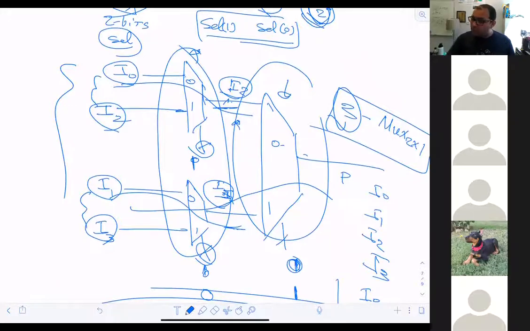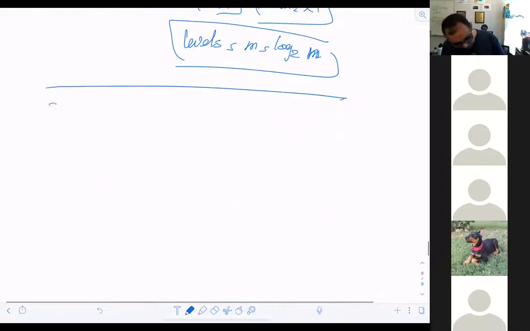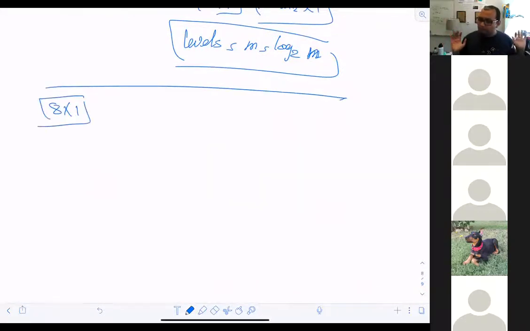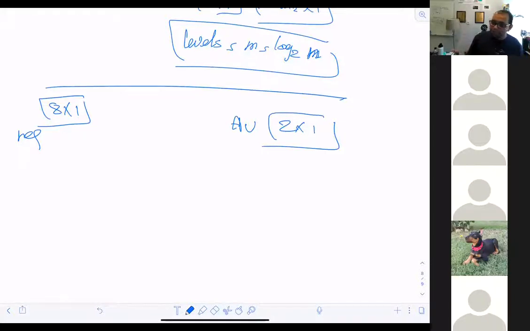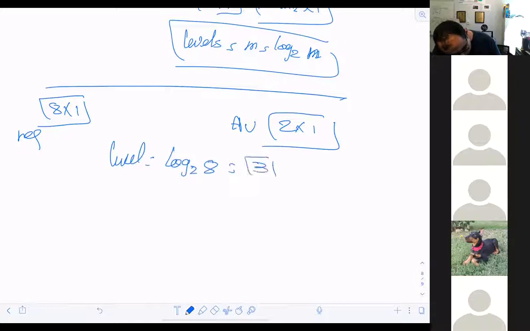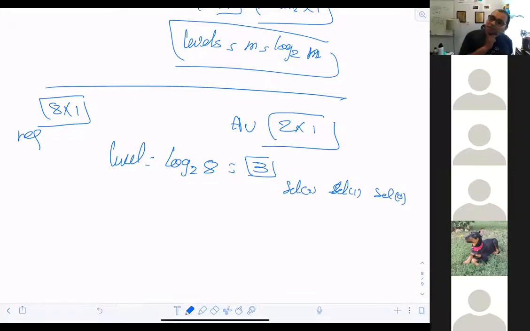I'm going to make an 8x1 in front of you now as an extra example. Okay? So now, 8x1. This is what is required, with the available 2x1. Sounds good? How are we going to do it? Straightforward. The number of levels is the log 2 of 8. So that means I have 3 levels, right? 3 levels means 3 selectors, so it's going to be select 2, select 1, select 0. Do you agree?